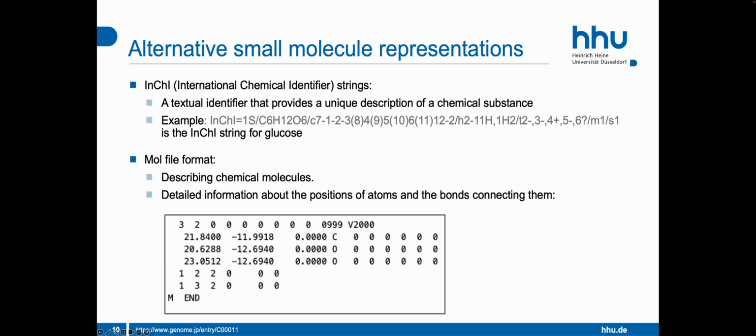and about their bonds. In this example, you see the mole file of carbon dioxide, a carbon atom connected to two oxygen atoms via double bonds. You can see the coordinates of the three atoms in the upper part and the bonds in the lower part. You see that atom 1, the carbon atom, is connected to atom 2, an oxygen atom, via a double bond. And you can see in the next line that atom 1 is connected to atom 3, the other oxygen atom, also via a double bond.